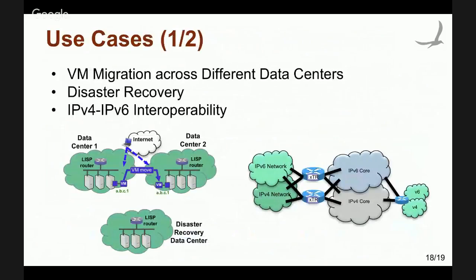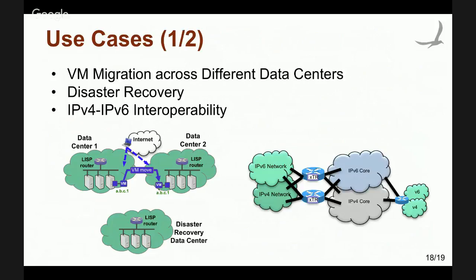So these are some use cases I found if this implementation has been done. The first one is VM migration across different data centers without changing the IP address. With the help of Lisp, we can move a VM from data center 1 to data center 2 without changing the VM's IP address. In this case, we just need to tell the mapping system that the location of the VM has changed. So it is a matter of changing the mapping information of the individual XTR.